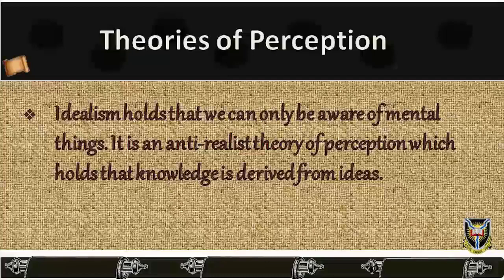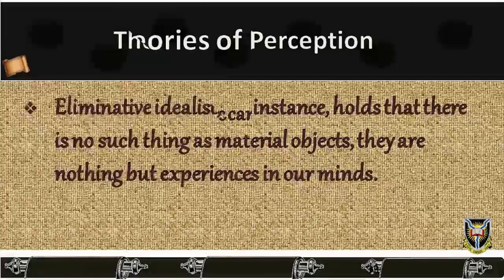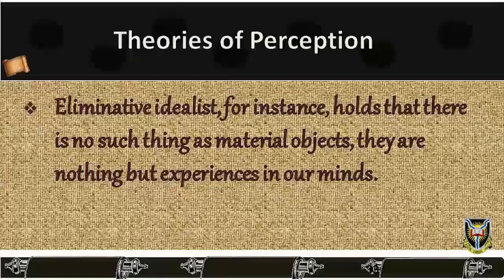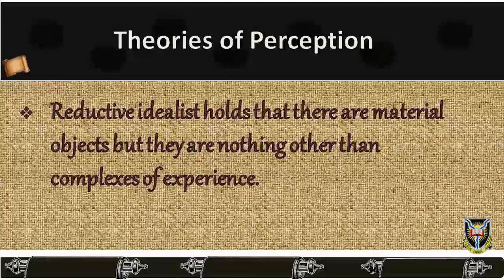This version of anti-realism holds that reality consists of only minds and ideas. The eliminative idealist, for instance, holds that there is no such thing as material objects. They are nothing but experiences in our minds, ideas, or sensations. The reductive idealist, on the other hand, holds that there are material objects, but they are nothing other than complexes of experience. One of the most influential proponents of reductive idealism was Bishop Berkeley, who maintained that everything was mind-dependent. He reduced all physical objects to ideas either in the mind of God or the mind of a human being.